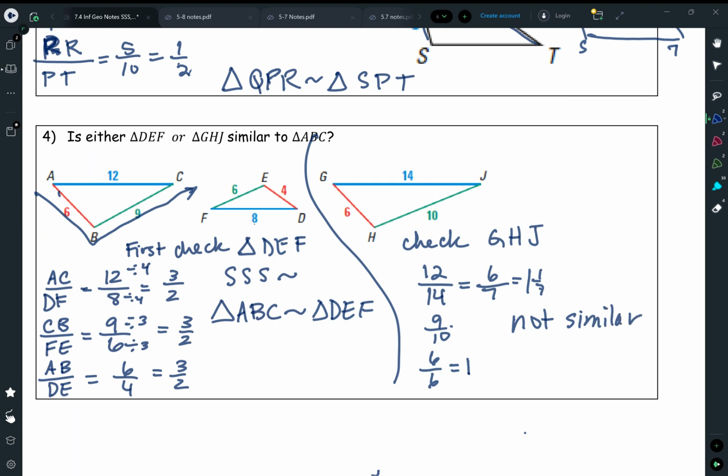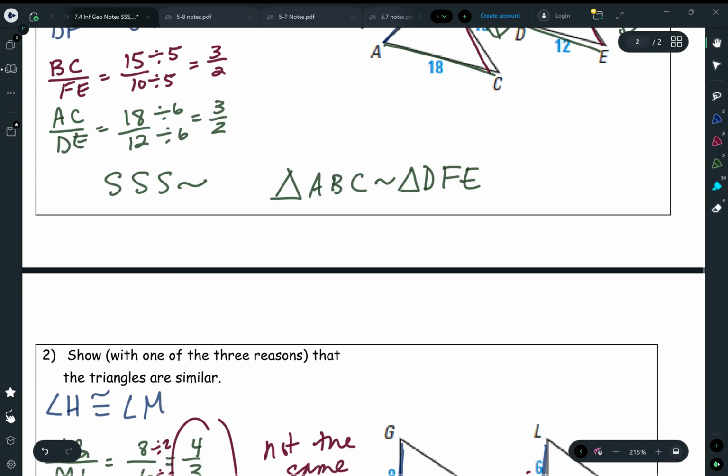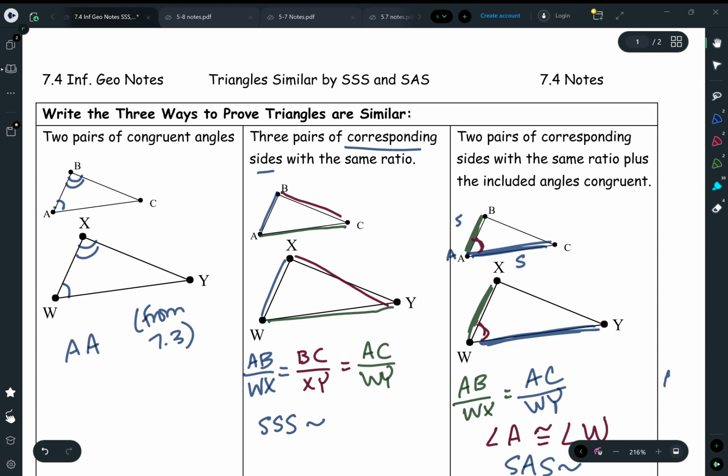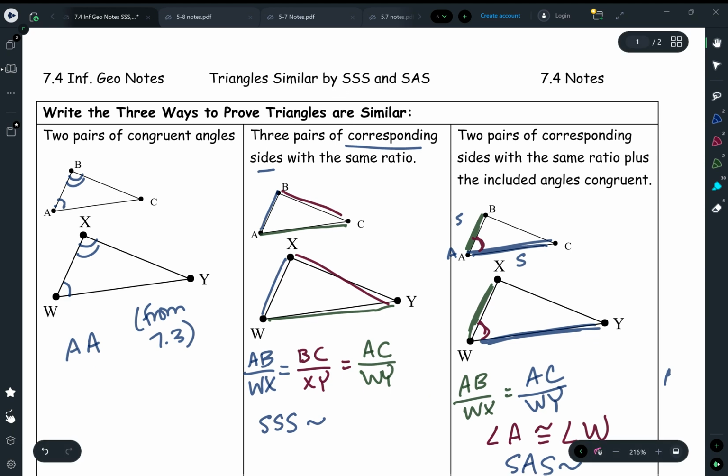Okay. This is it for our 7-4 notes. We have 2 new kinds of similarity today, side, side, side, and side, angle, side, along with angle, angle from earlier this unit. So as always, if you need help, please make sure you ask.